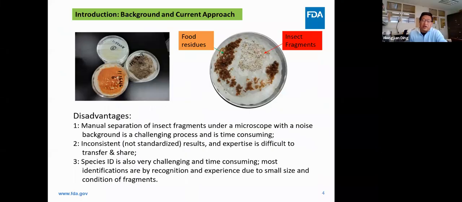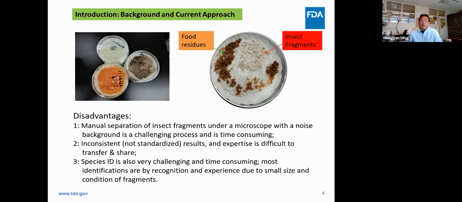Okay, next slide, I will show you in more detail what we do as field analysts, as entomologists in the FDA. We already know that the Petri dish has a filter paper carrying food residue and insect fragments. So under the microscope, we manually separate the food residue and the insect fragments. You can see in this picture, we have food residue over here and over 1,000 insect fragments over there.